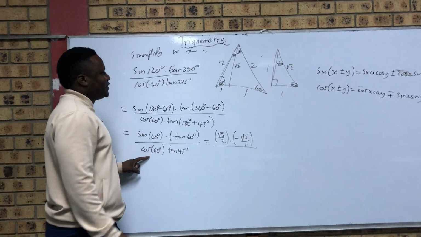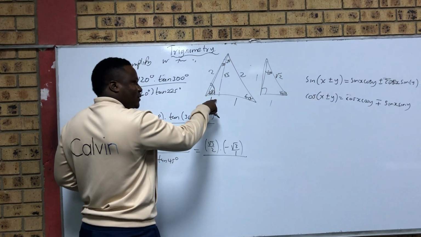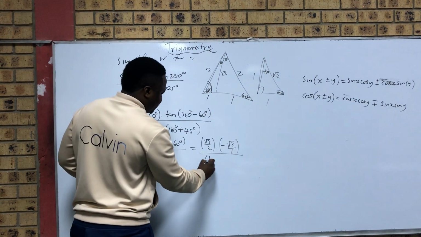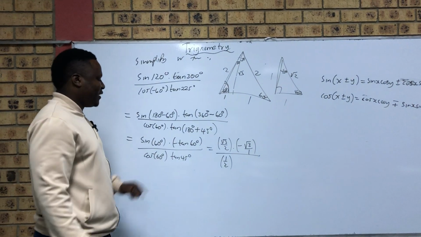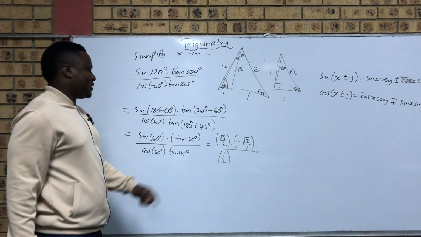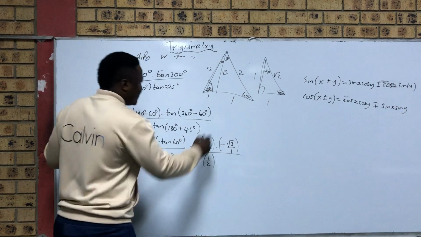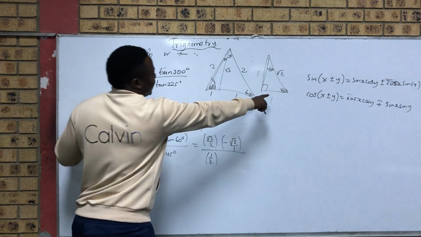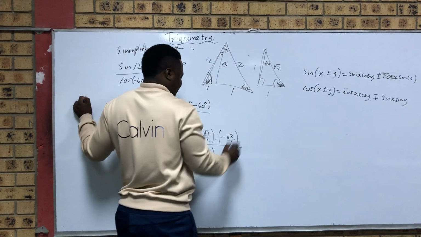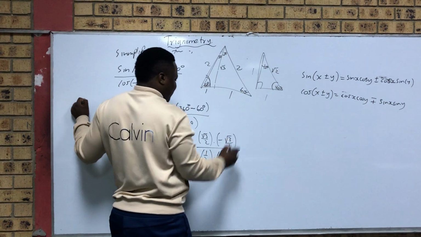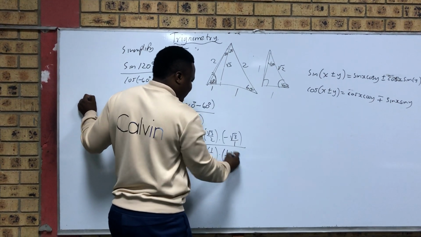Then now let's check. You have cos of 60. So cos of 60 is adjacent over the hypotenuse. And then from there, we have tan of 45. Let's check. Tan of 45, we come here. Tan of 45 is going to be the opposite over the adjacent, which is just 1.